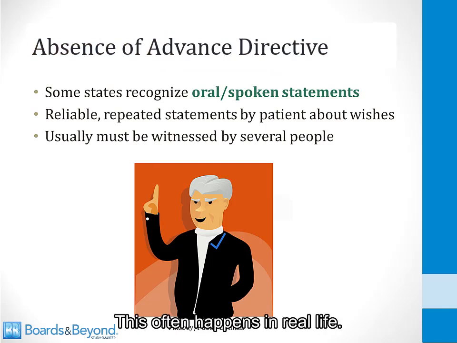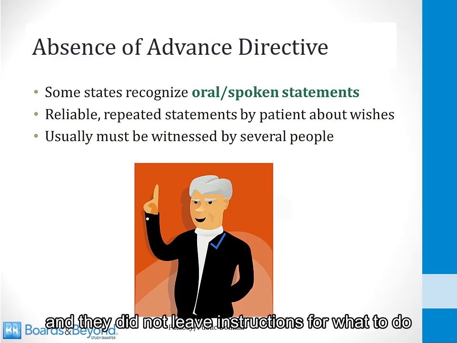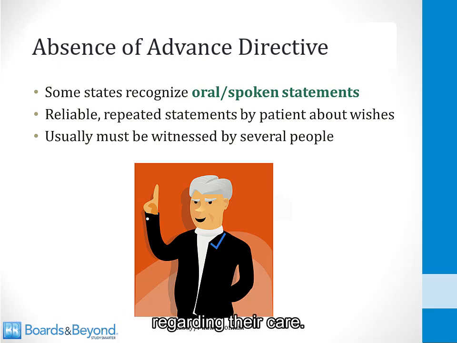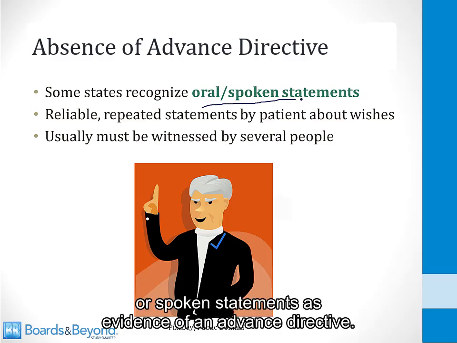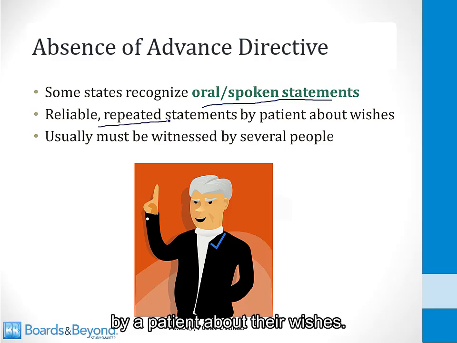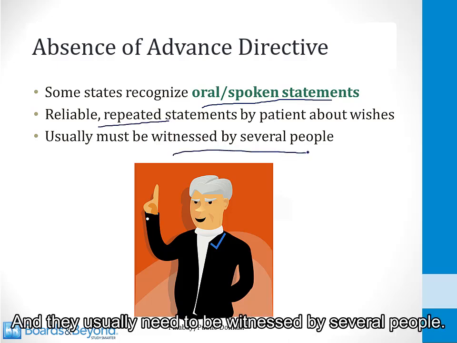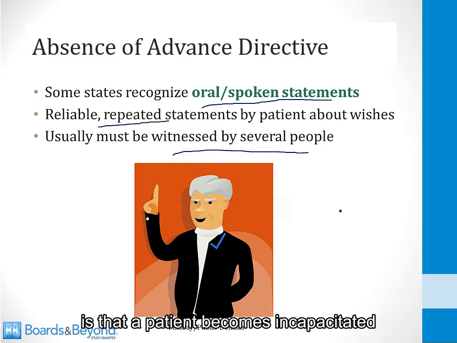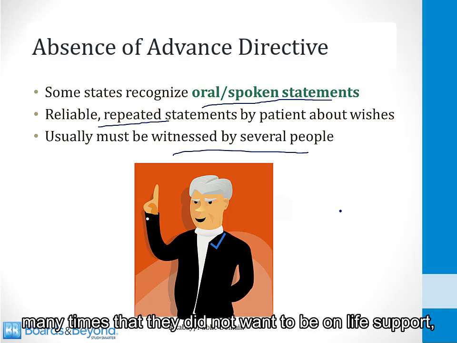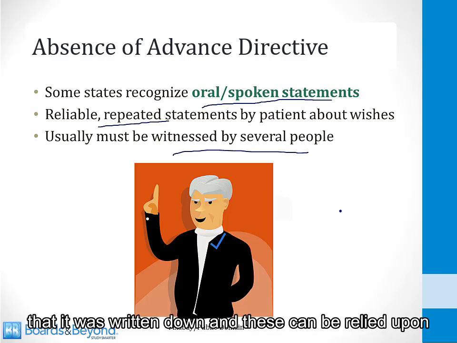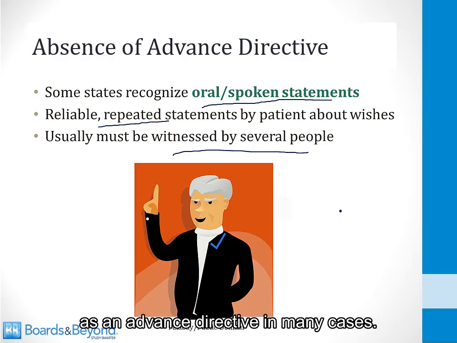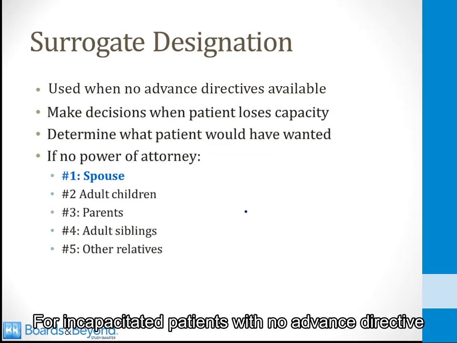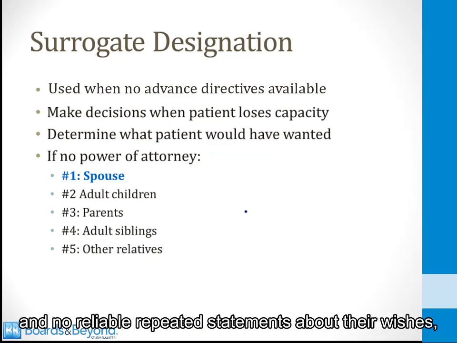This often happens in real life. Patients become critically ill, and they did not leave instructions for what to do regarding their care. Some states in the U.S. recognize oral or spoken statements as evidence of an advance directive. These must be reliable and repeated statements by a patient about their wishes, and they usually need to be witnessed by several people. So the way this will appear, usually in a board question, is that a patient becomes incapacitated, but multiple different family members heard them say many times that they did not want to be on life support. Sometimes there will even be evidence that it was written down, and these can be relied upon as an advance directive in many cases.